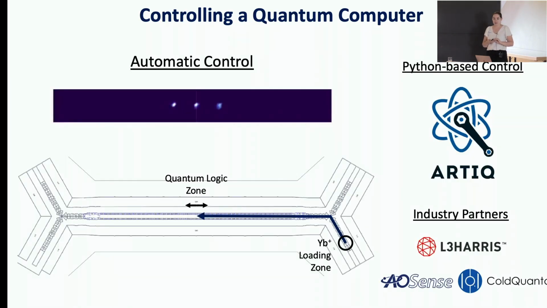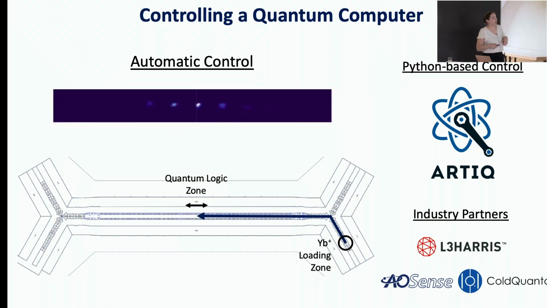And then the last aspect of the machine that I'll highlight is this systems approach to this experiment. We integrated a lot of automatic control over the last couple of years. In this example, we're loading a chain of ions. You just say how many qubits you'd like, hit the go button, and then it will load exactly that number.